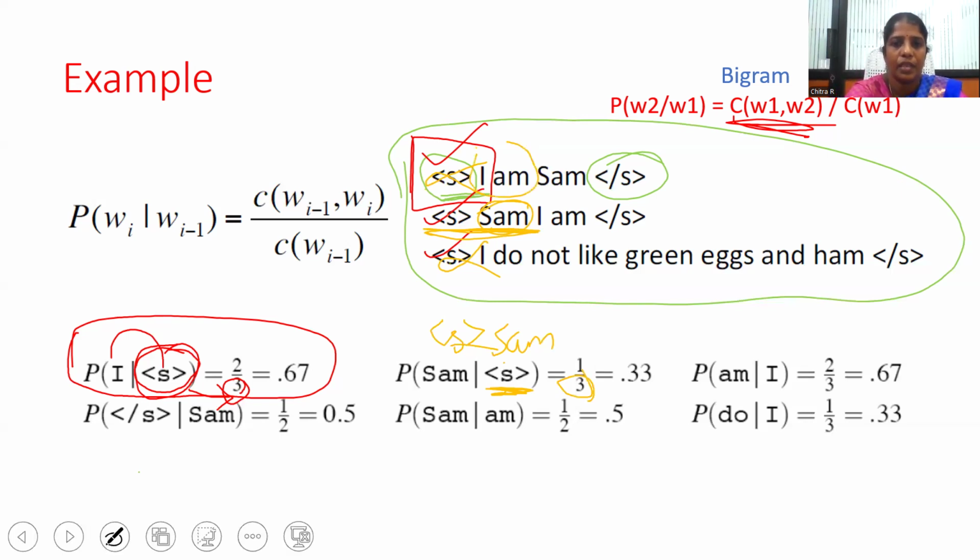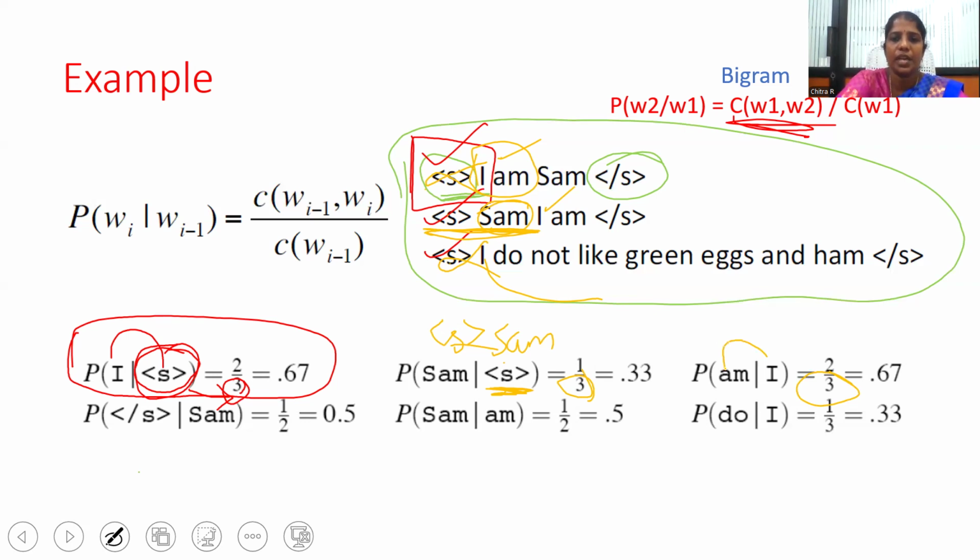Take this I am. So the probability of am given I. How to find that? First find the number of occurrences, or count, of I in the entire corpus, not in a single sentence. How many I's are available here? In the first sentence there is 1 I, in the second sentence 1 I, in the third sentence 1 I. So totally 3 I's are there. Write it in the denominator.